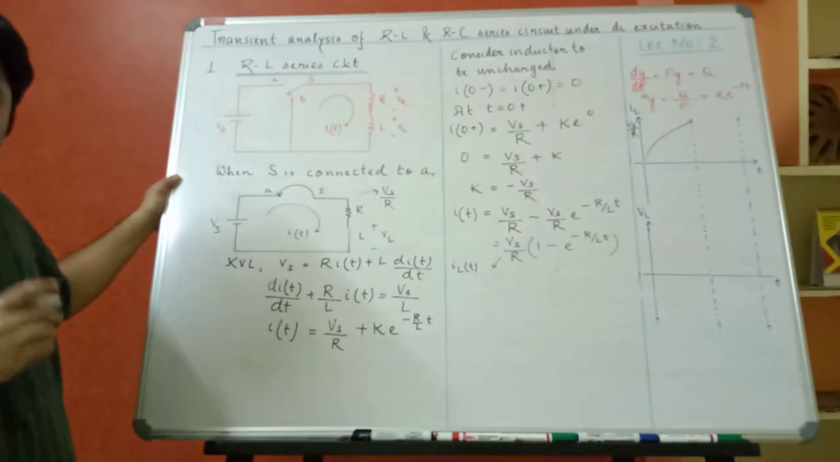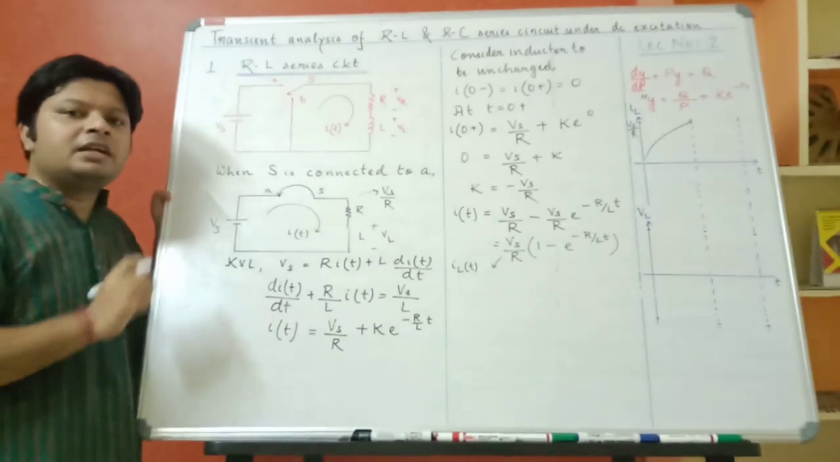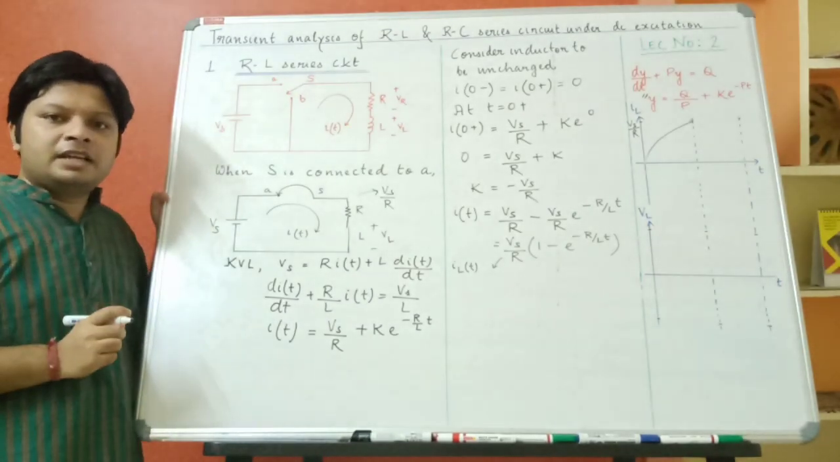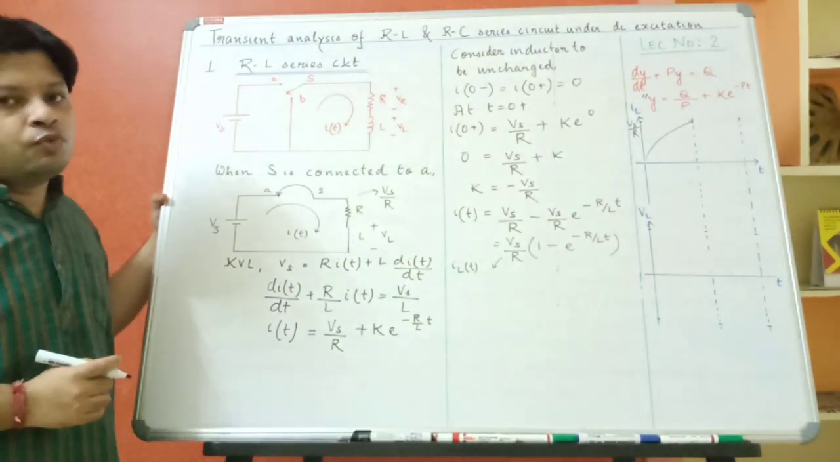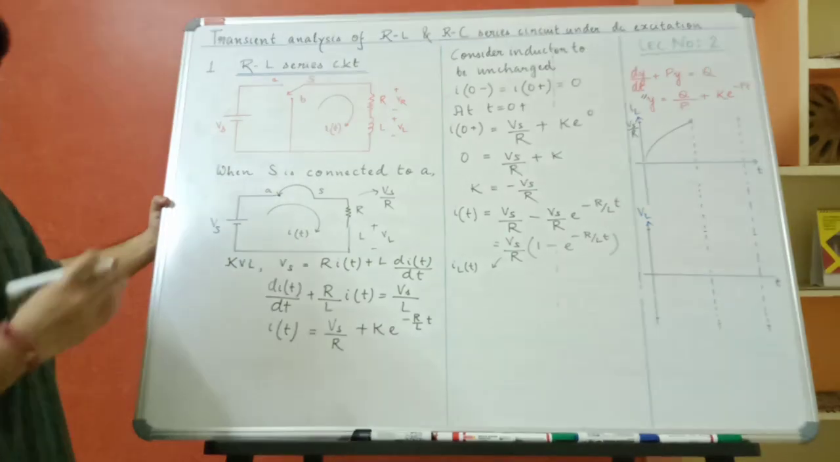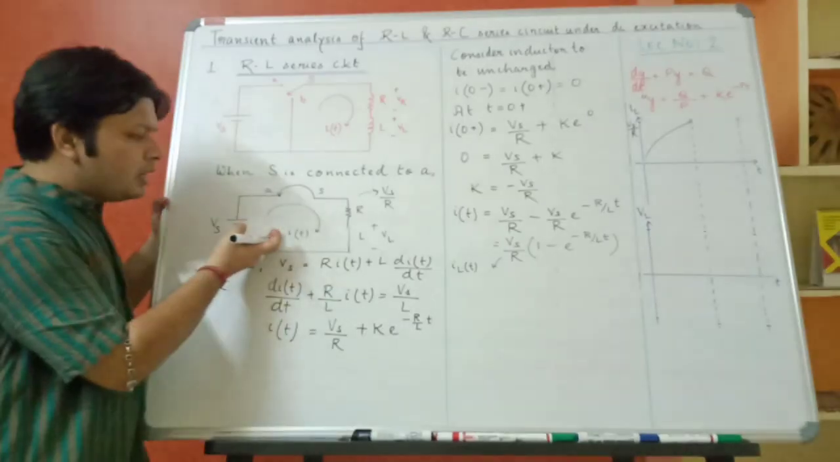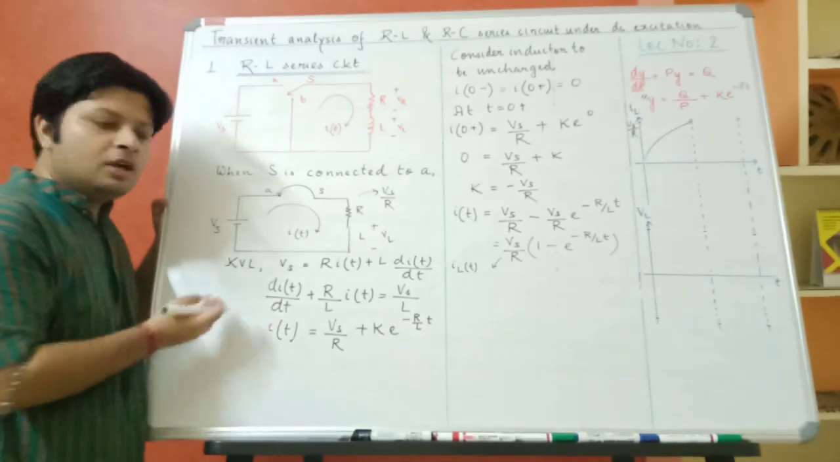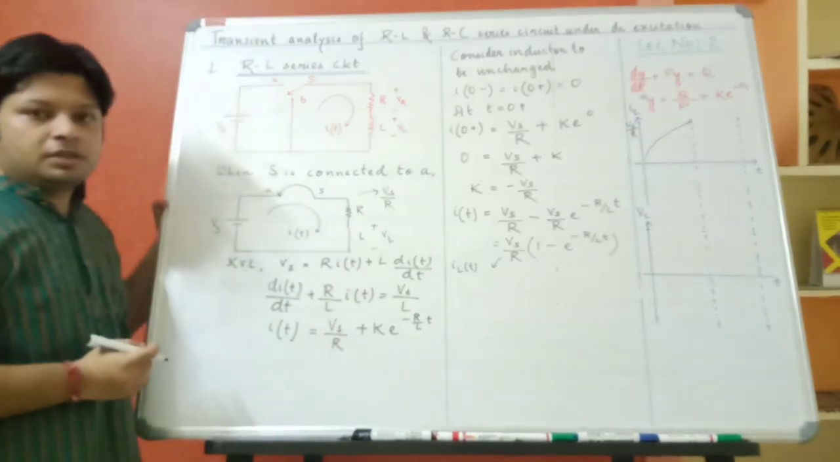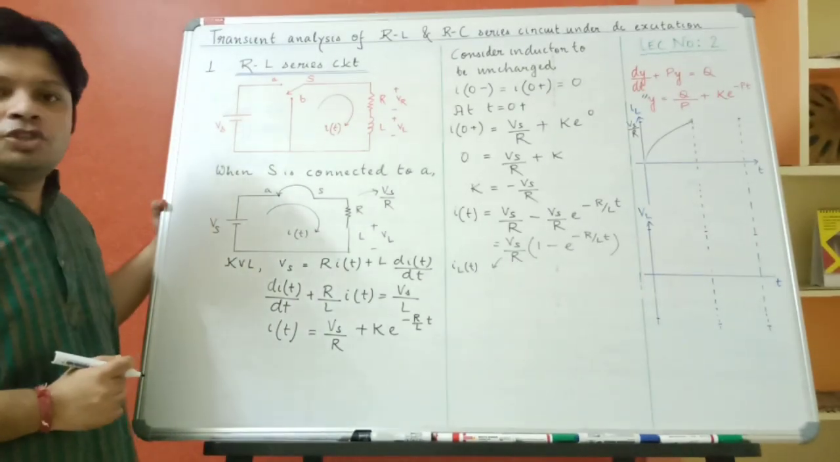So you can understand why we have taught that the inductor is short circuit in steady state. You can explain it in this way also. The maximum value is Vs by R, and how can a current Vs by R flow in this circuit? When my inductor is short circuit. So the inductor at steady state is short circuit.